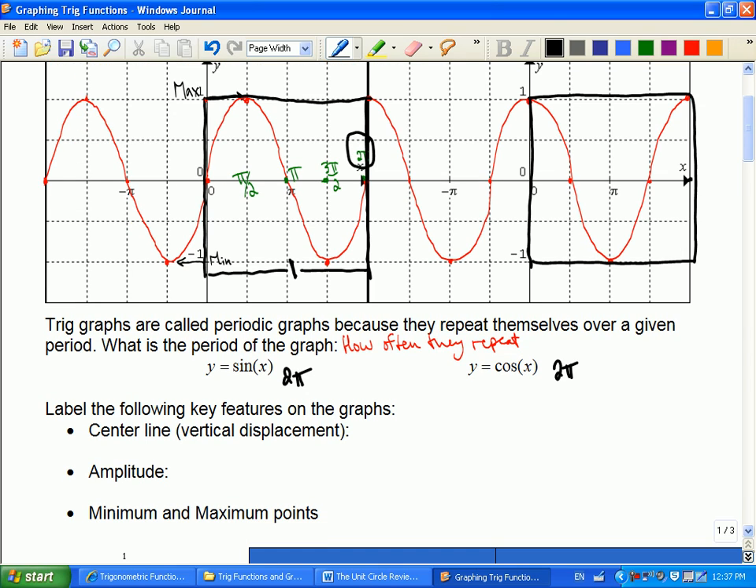Okay, so the other thing we need to work on is the center line in these graphs, which is also known as vertical displacement. It'll make more sense when we do transformations why it gets that name. But the center line, if you look at these graphs, do you see where a center line might be drawn on them? It might be better to call it a middle line. Yeah, Daniel.